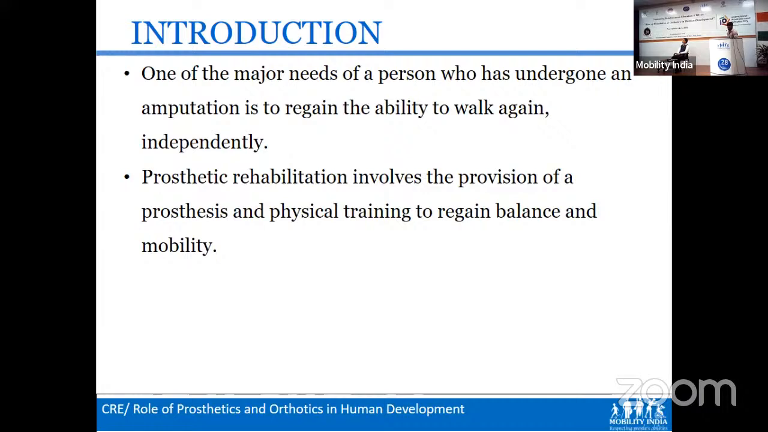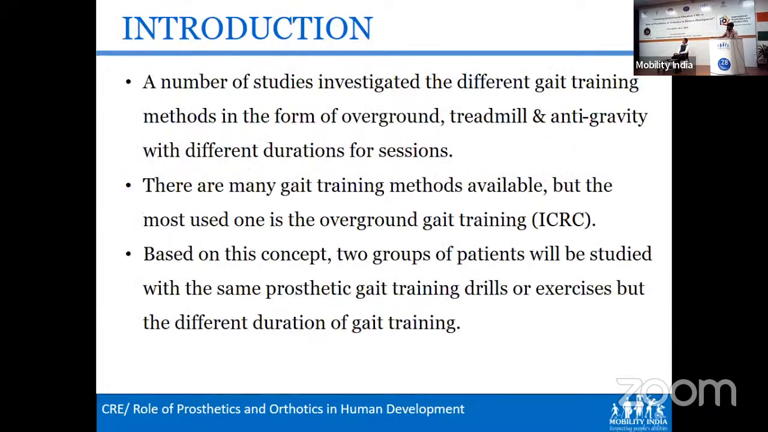regain his ADL activities. A number of studies have investigated different gait training methods, like overground gait training, treadmill, and anti-gravity, with different durations of sessions. These studies were conducted in developed countries, whereas in India we mostly follow the ICRC gait training, which starts with optimum weight bearing and progresses to the advanced level. These studies were conducted with different durations, like 30 minutes, 40 minutes, for gaps like 1 week, 2 weeks, 1 month and so on.